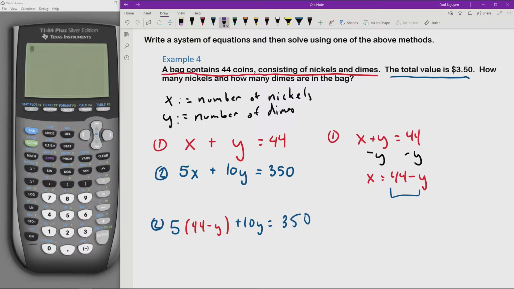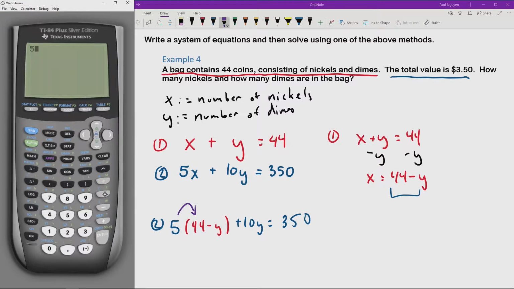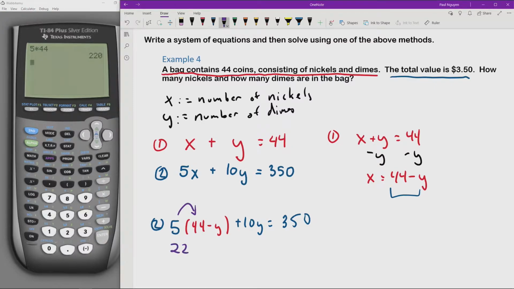I solve for y. First I distribute 5 times (44 minus y). 5 times 44 is 220. 5 times negative y is negative 5y, plus 10y equals 350. I want to take everything that has a y and keep it on one side, everything that doesn't have a y and put it on the other. In this case, this 220 should go to the other side. It doesn't have any y's, so I subtract 220 from both sides.